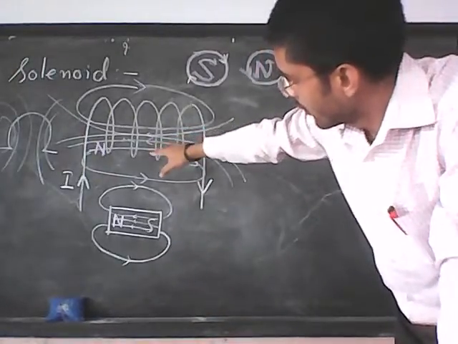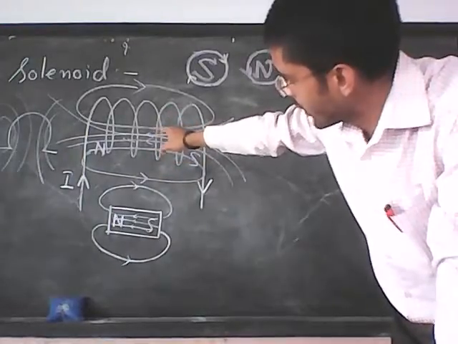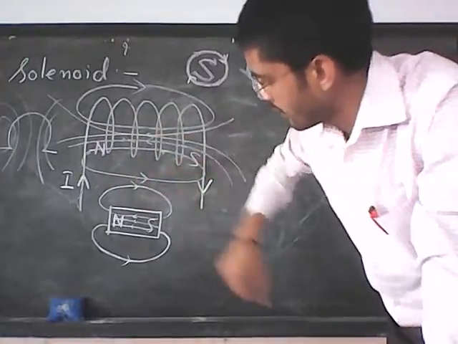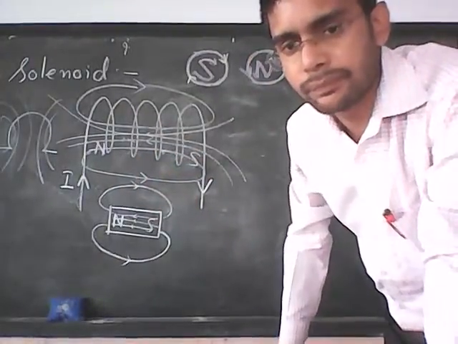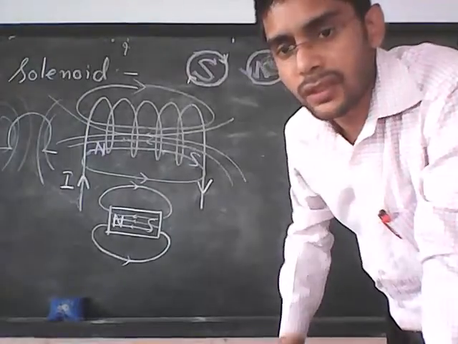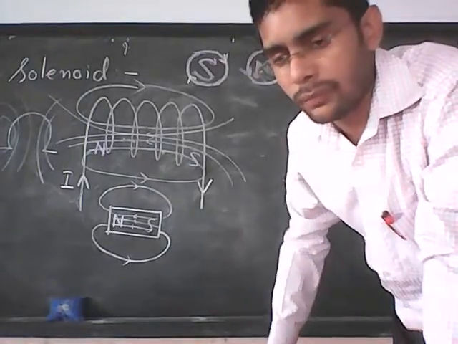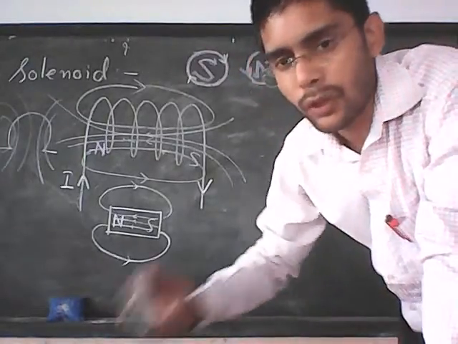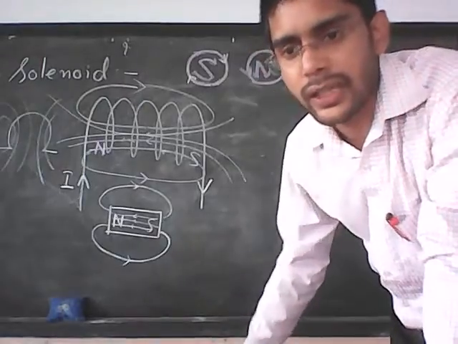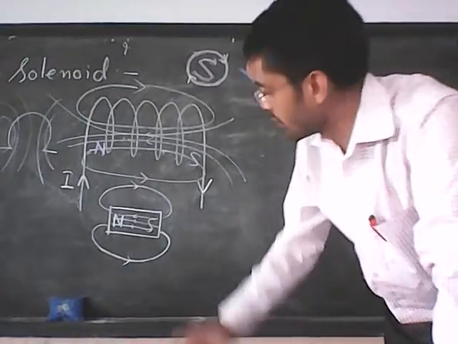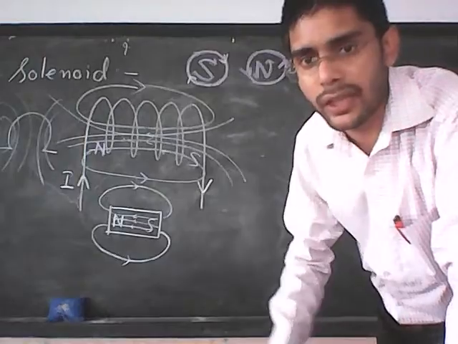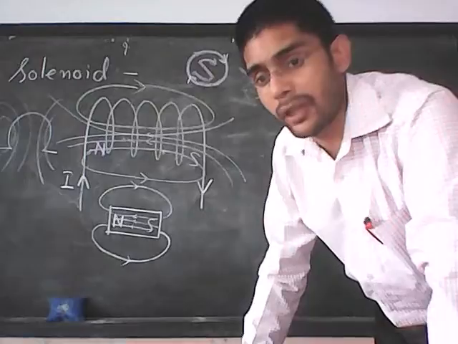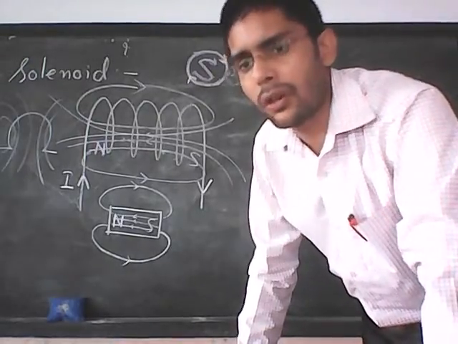See, now the current is flowing in the anti-clockwise direction. When the current flows in the clockwise direction, what will happen? It will become the south pole. It means the polarity of an electromagnet can be changed, but the polarity of a bar magnet cannot be changed. The strength of an electromagnet you can increase or decrease, but the strength of a permanent magnet is fixed.